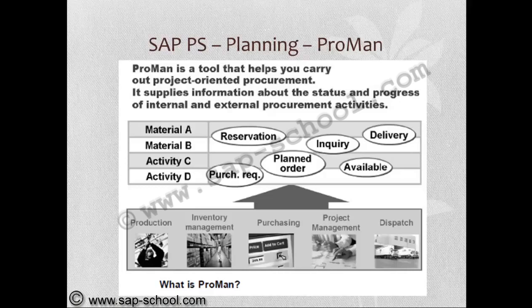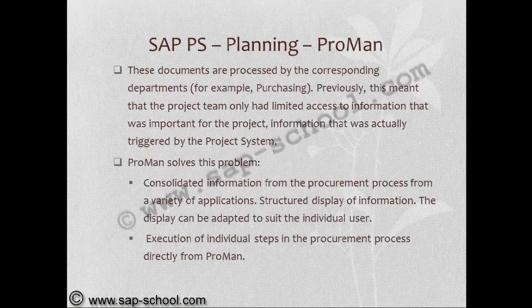It supplies information about the status and progress of internal and external procurement activities like reservation, purchase requisition, planned order, inquiry, delivery, and so on. These work across production, inventory management, purchasing, project management, dispatch. These documents are processed by the corresponding departments. Previously, this meant the project team only had limited access to the information that was important for the project, information that was actually triggered by the project system.